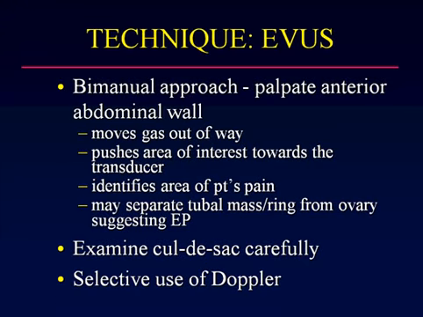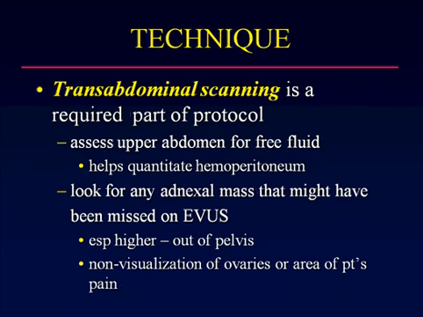In addition to evaluating the endometrial stripe and the adnexa, you always want to examine the cul-de-sac carefully, as this is the most dependent portion of the pelvis, and therefore where ectopic pregnancies not infrequently drop. And you want to use Doppler selectively in the first trimester as a last resort for evaluating the adnexa and occasionally the endometrial stripe.